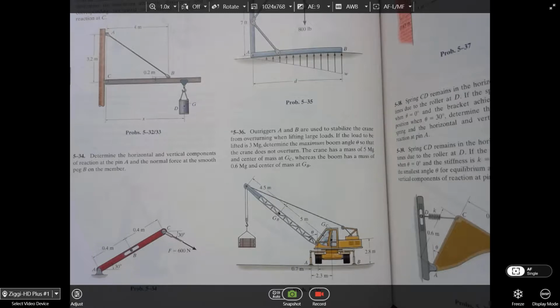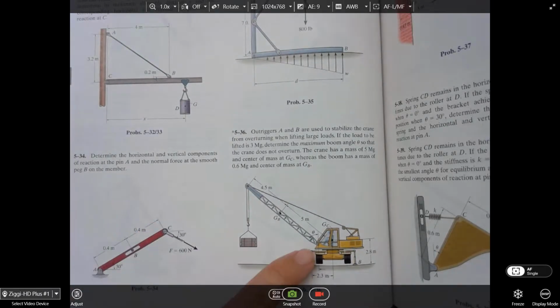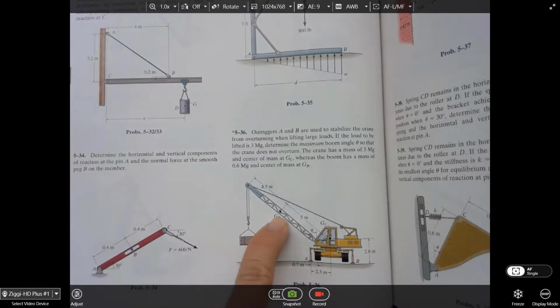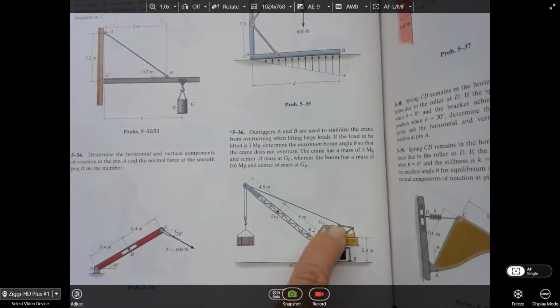Is the boom? No. Why is the boom not, Rebecca? Multiple forces along that line. It's got a force out here. It's got a force here. And it looks like it has some mass, right? What is a two-force member here? The cable from here to there, two-force member.